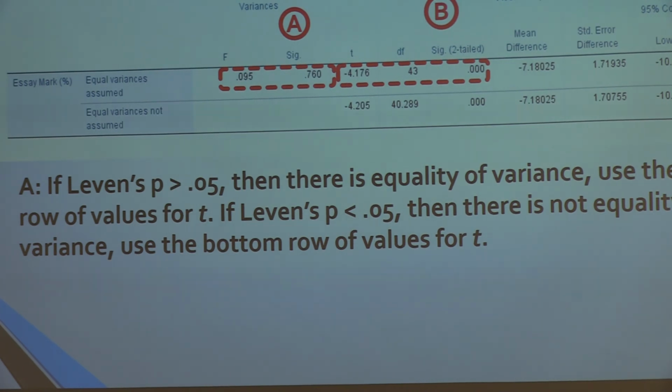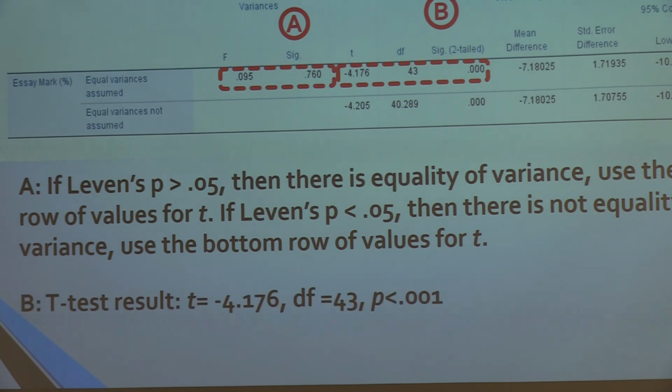Okay. So we use the top row of values of t. If Levene's p is smaller, then there's no equality of variance. So we should use the bottom row. But it doesn't matter because you know the t value difference is really minor, right? And it won't affect significance. So okay? Now understand? Okay.